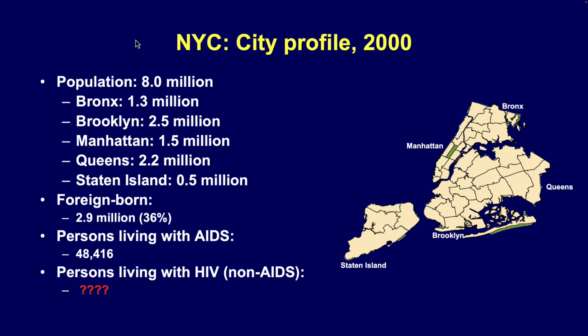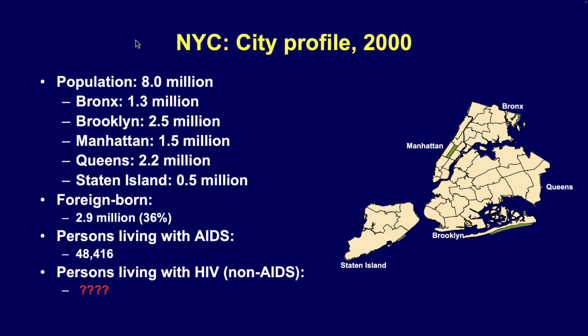In the year 2000, when the census had just been completed, the New York City population was estimated to be about 8 million, and 36% of our population were foreign-born. About 48,000 people from the surveillance system were estimated to be living with AIDS, and that's per AIDS case surveillance that had been in place in New York City since 1981. But because the surveillance system only tracked AIDS cases, we knew nothing from surveillance about the persons living with HIV who had not developed AIDS.